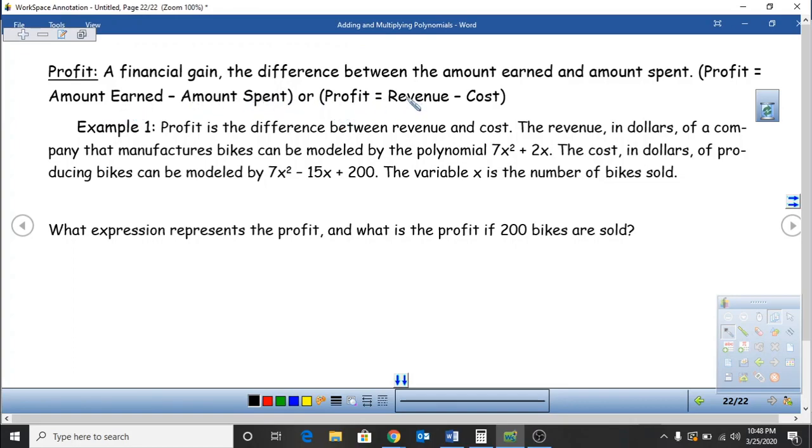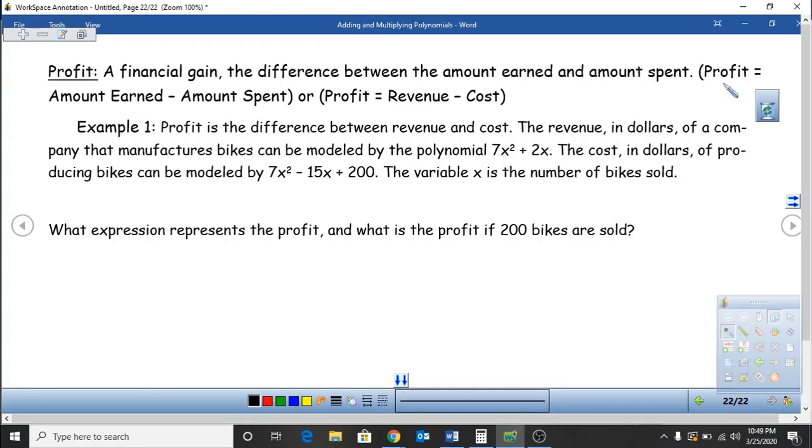You can think of profit as a formula of amount earned minus amount spent, or you can think of profit as revenue minus cost. In other words, anytime you have a business, you can sell products, but in order to sell the products, you need to make the products, and you can't make the products for free. You need to spend some money in order to create those products. So in order to figure out how much money you make, you take how much money you sold minus the amount that it cost you to make the products.